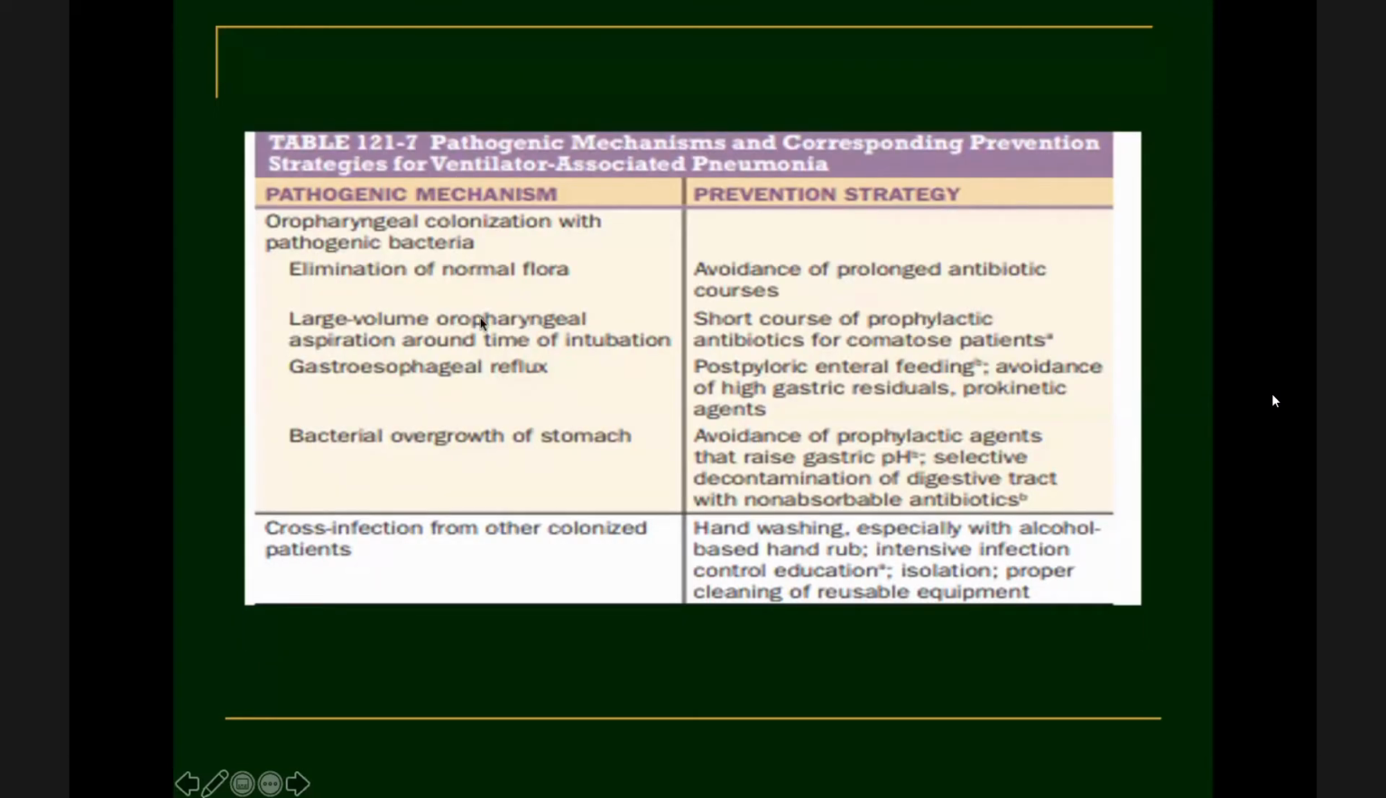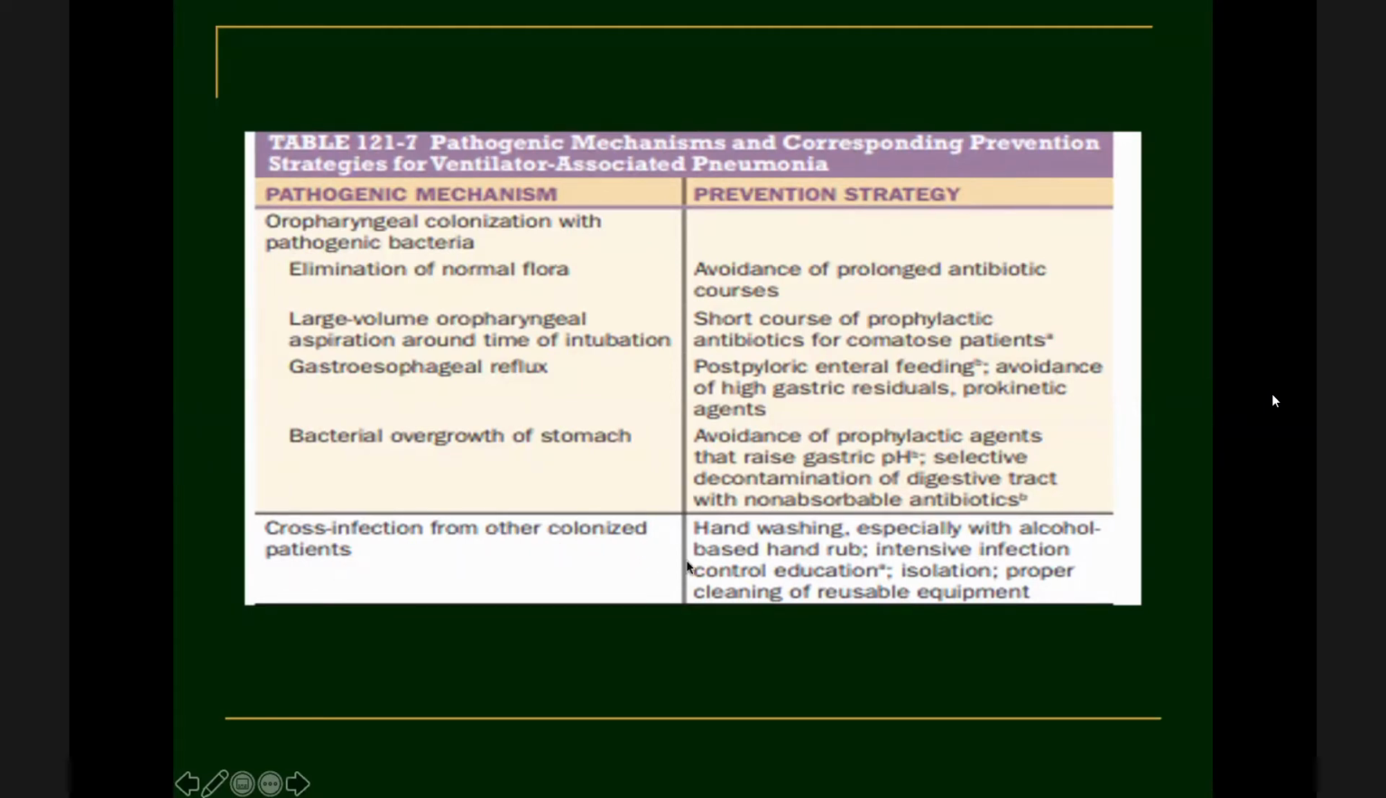These are the pathogens, mechanisms, and corresponding prevention strategies for ventilator-associated pneumonia. It is mainly important because we have to prevent it. The main pathogenic mechanisms are oropharyngeal colonization with pathogenic bacteria, elimination of the normal flora, and large-volume oropharyngeal aspiration around the time of intubation. Gastroesophageal reflux is another one, along with bacterial overgrowth of the stomach and cross infection from other colonized patients.